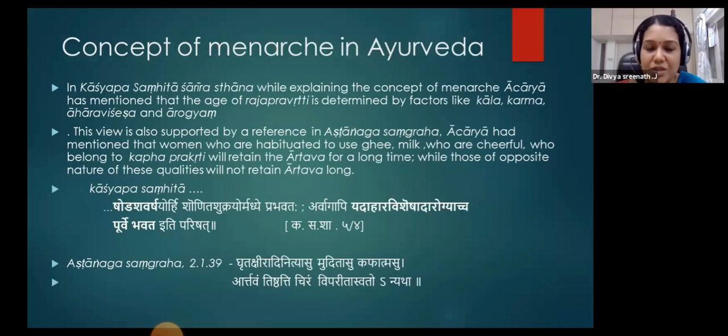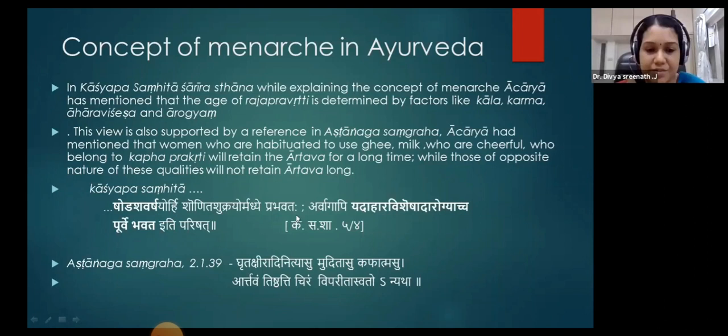In our class 6 also, Acharya had mentioned that षोडशवर्षयोर्हि शोणितशुक्रयोर्मध्ये अर्वागमहि यत आहारविहारविशेषात् आरोग्याच्च पूर्वे भवतः. So if a girl is having a good nutrition supplement, then there will be more chance of developing menarche earlier. Arvagavati ahara visheshat arogya, we can also consider as genetic factor.